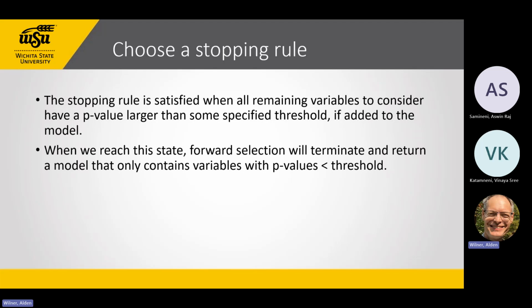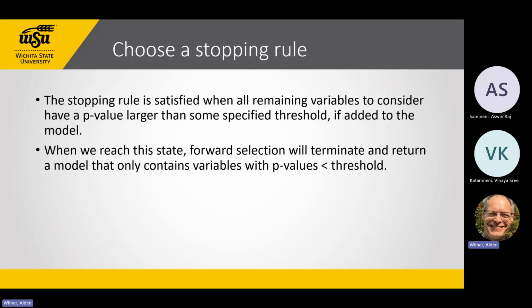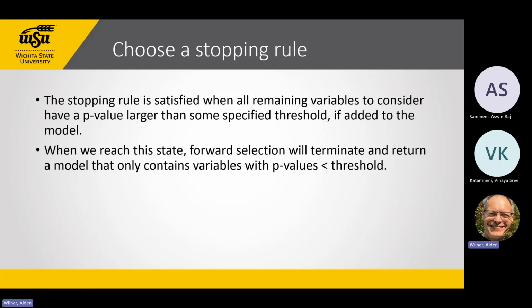So we have to choose a stopping rule. For instance, we'll say if the p-value for our variables exceeds a threshold of 0.15 or something like that, we're going to ignore those variables. If we set a p-value of 0.5, we stop there. We can set an R squared threshold, an RSS threshold. When we reach this state, forward selection terminates and returns a model that only contains the variables with p-values less than the threshold, R squared higher than the threshold, residual sum of squares change above a certain threshold, things like that.